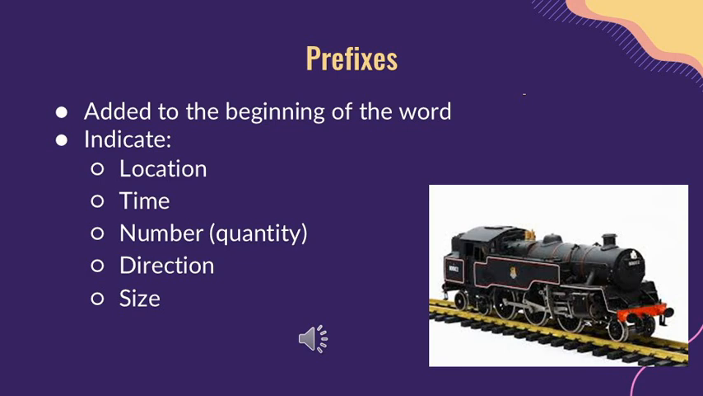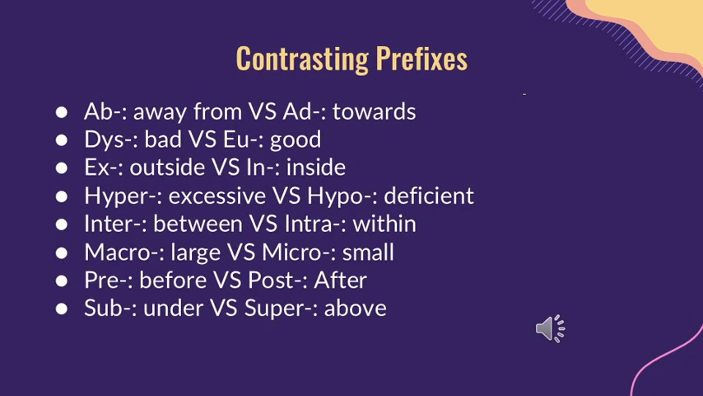Setting the scene for the root word, the source highlights some contrasting prefixes. This looks like a cheat sheet for understanding opposites. It totally is. Knowing these pairs can be a game changer. We've got ab meaning away from versus ad meaning toward. Ab away, ad toward. Got it. Then dys meaning bad or difficult versus eu meaning good or normal. Dys bad, eu good. Ex meaning outside versus in meaning inside. Hyper meaning excessive or above normal versus hypo meaning deficient or below normal. Hyper high, hypo low, classic.